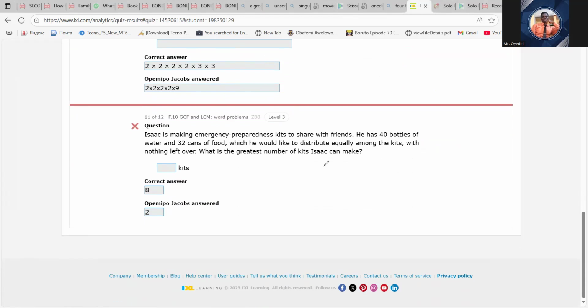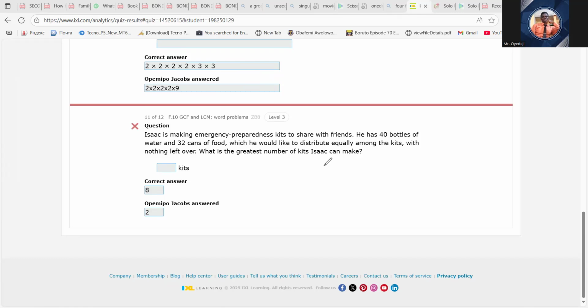This is the only word problem. It says Isaac is making emergency preparedness kits to share with his friends. He has 40 bottles of water and 32 cans of food, which he would like to distribute equally among the kits with nothing left over. What is the greatest number of kits he can make? So he wants to put 40 in a group and also 32 in a group.